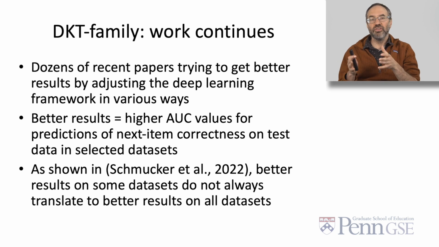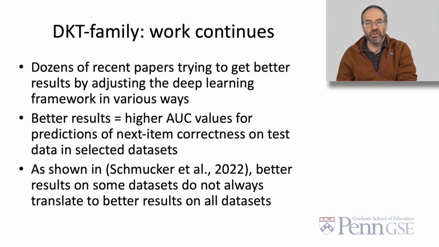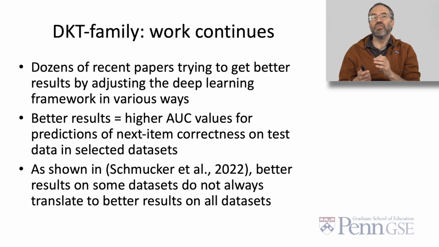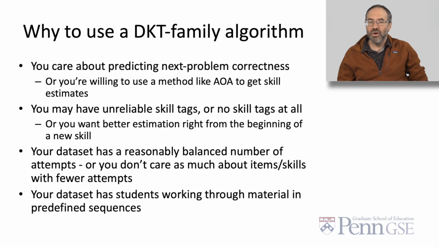There have been literally dozens of recent papers trying to get better results by adjusting and tweaking the deep learning framework in various ways. Better results in these papers almost universally means higher AUC values for predictions of next item correctness on test data in selected datasets. However, as Schmucker and colleagues showed in 2022, better results on some datasets do not always translate to better results on all datasets. So you might be asking yourself at this point, why would you want to use a DKT family algorithm anyway? They've got some unstable performance.